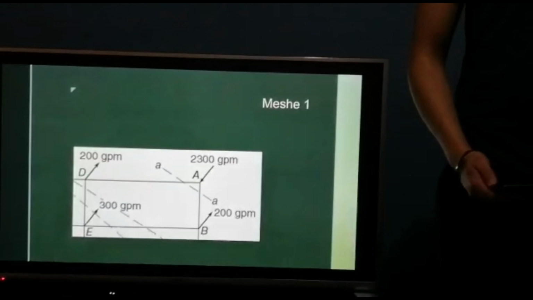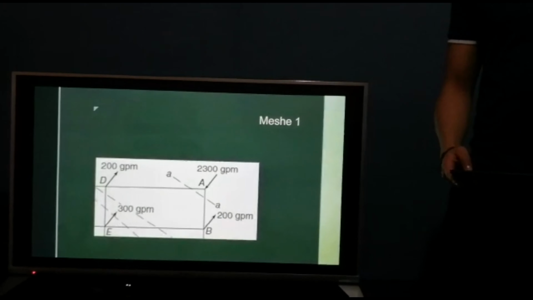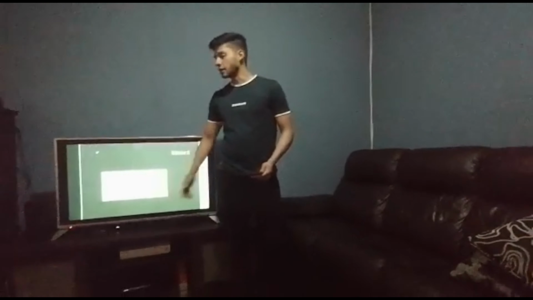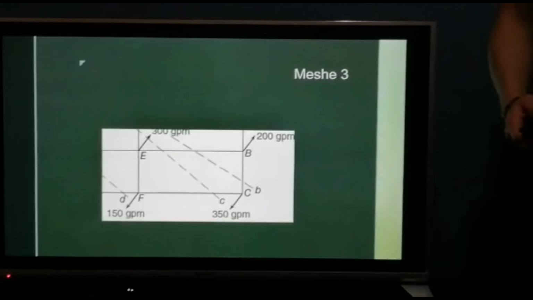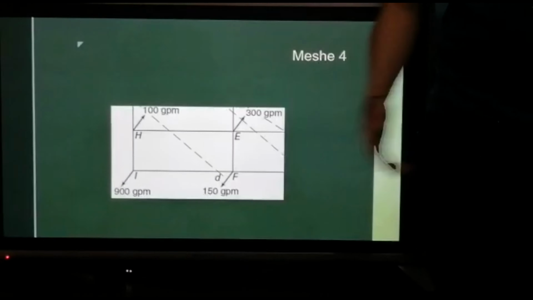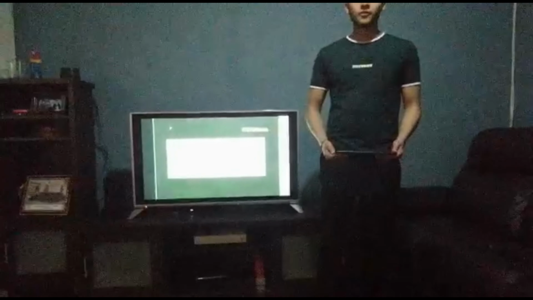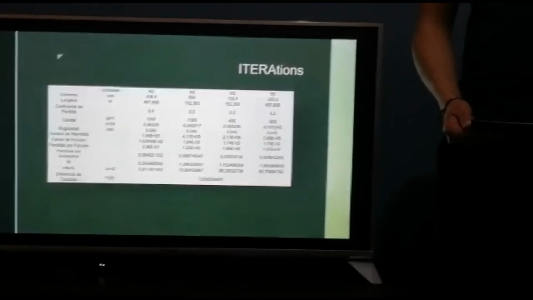Mesh 1 is made up of points A, B, D, and A. Mesh 2 is made up of points D, B, H, and A. Mesh 3 is made up of points A, B, C, and F. Mesh 4 is made up of points H, A, F, and A. For each mesh, a series of iterations will be carried out with the data the client offers us.